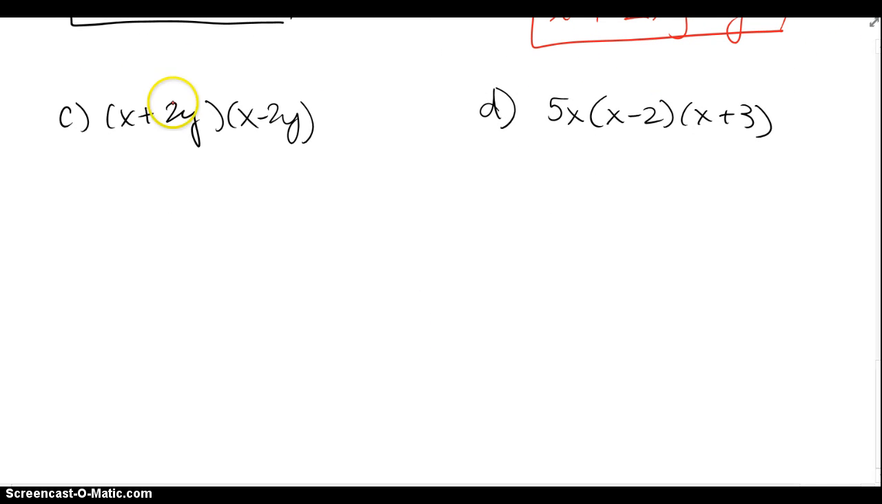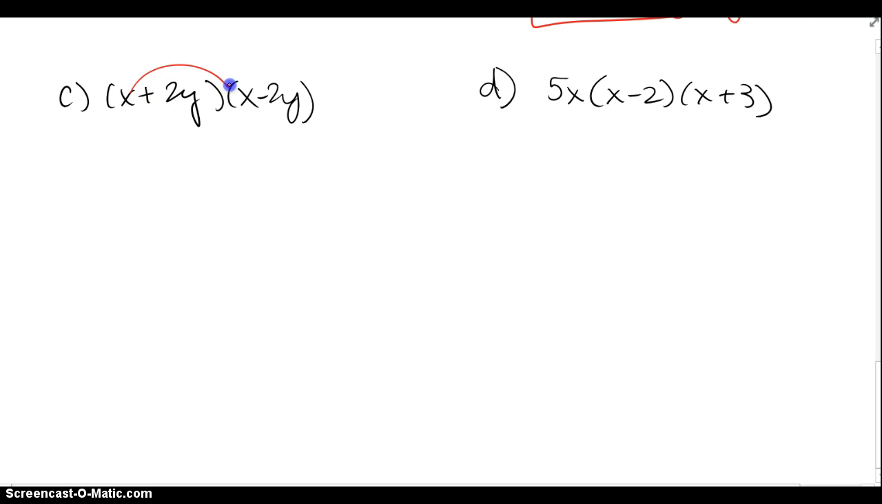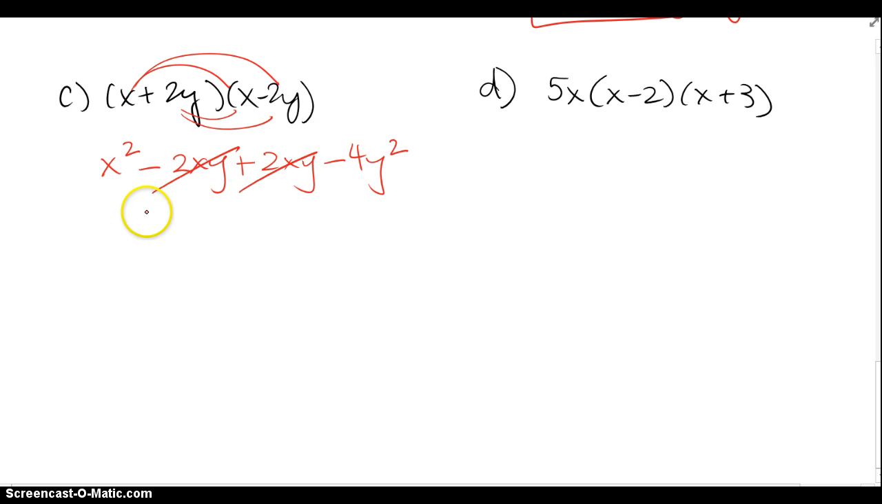Next example, this is a special product, but we'll just go ahead and do it by distribution like we do all the other ones, and you'll notice something happens. X times x is x squared, x times 2y, or negative 2y, is negative 2xy. And then in the middle we get a positive 2xy, and then we get a negative 4y squared. So notice what happens is the middle terms disappear, and we end up with x squared minus 4y squared.